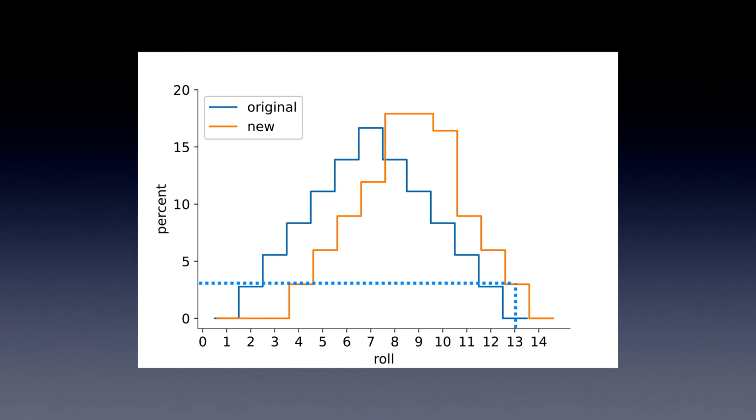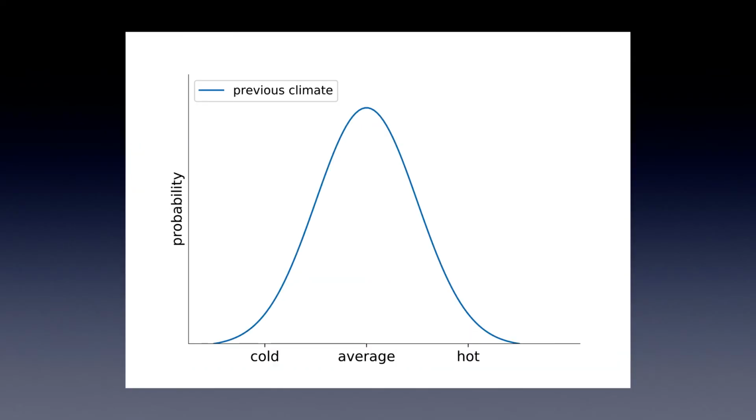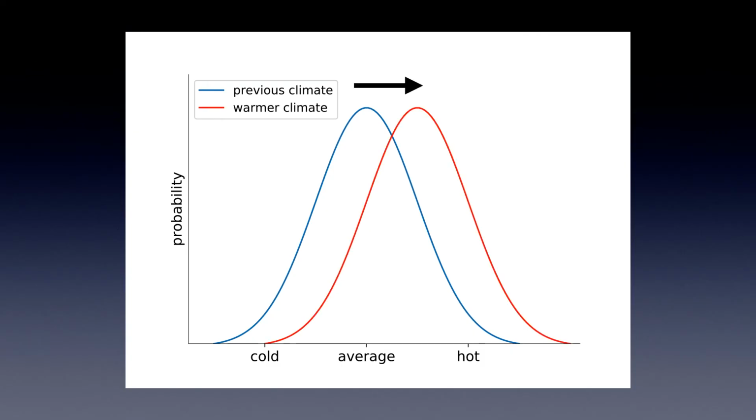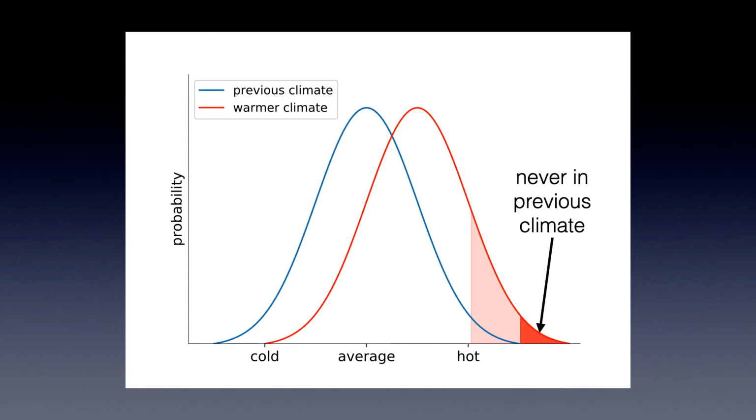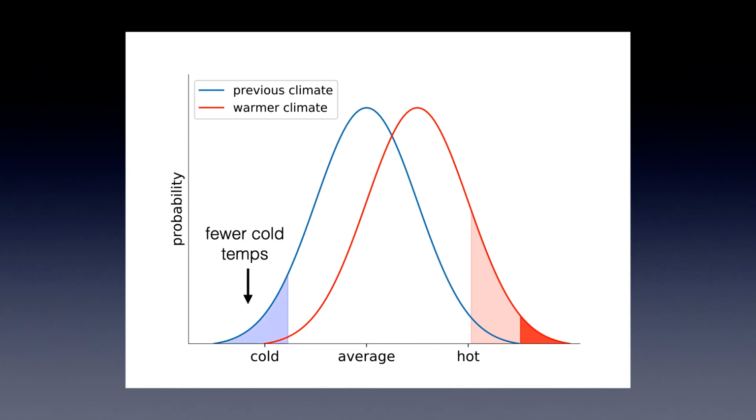This is a good analogy for one way to view climate change. Here's a schematic temperature distribution for some climate regime. If the climate warms, then this distribution shifts to the right. You'll note that in this warmer climate regime, you are far more likely to experience hot temperatures. In fact, there are some temperatures that are so hot they never occur in the previous climate. This is rolling a 13. Similarly, in the warmer climate, cold temperatures occur less frequently.